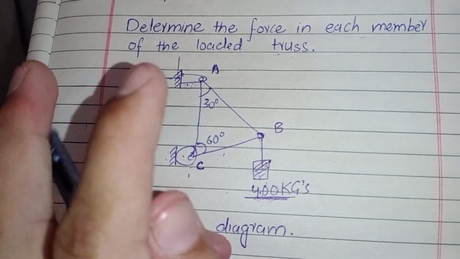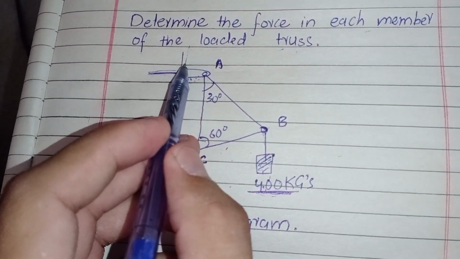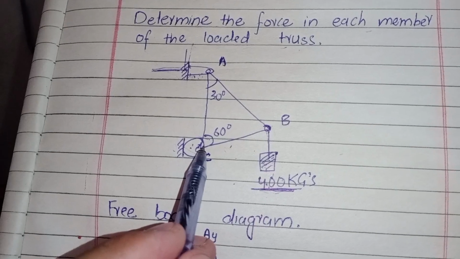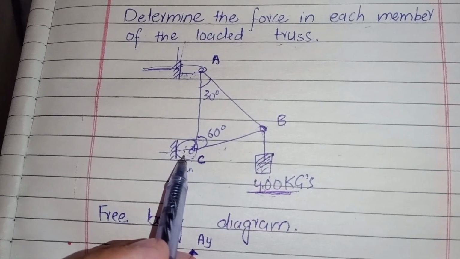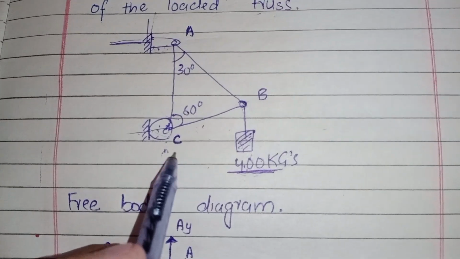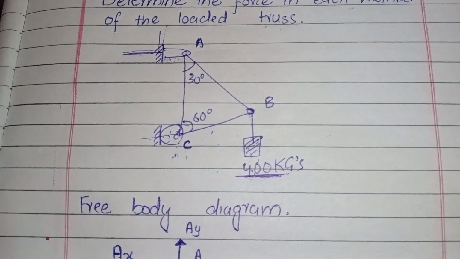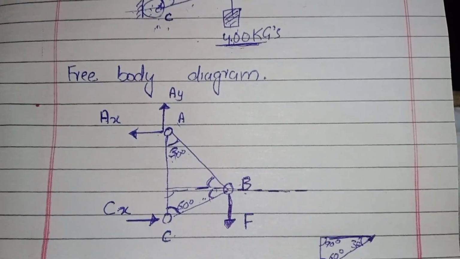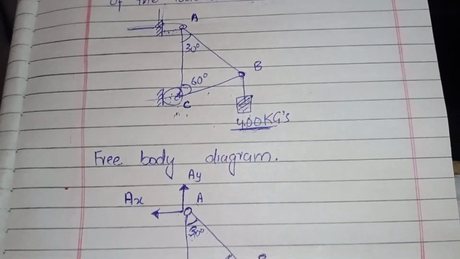It resists two forces, in x direction and y direction, and roller support resists only one force that will be in x direction. Okay, first of all we need to draw a free body diagram of this loaded truss. So I have already drawn that free body diagram of this loaded truss.